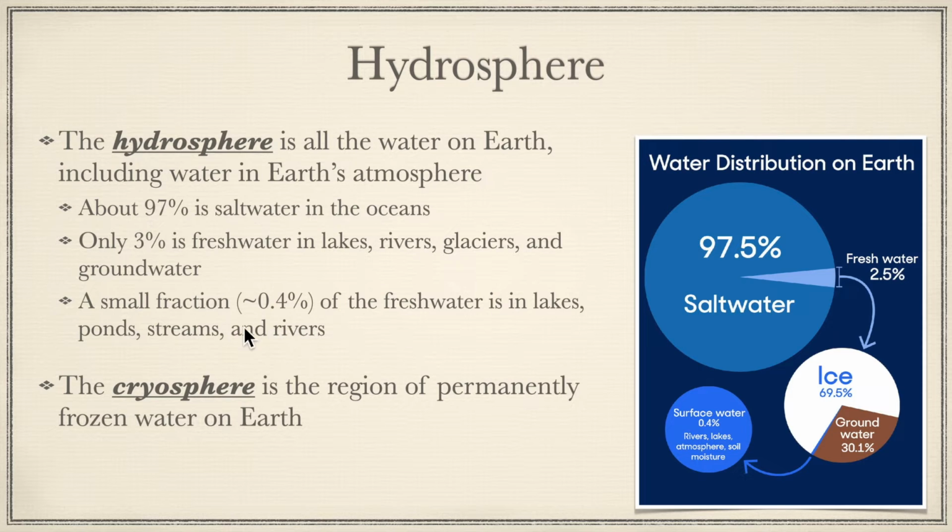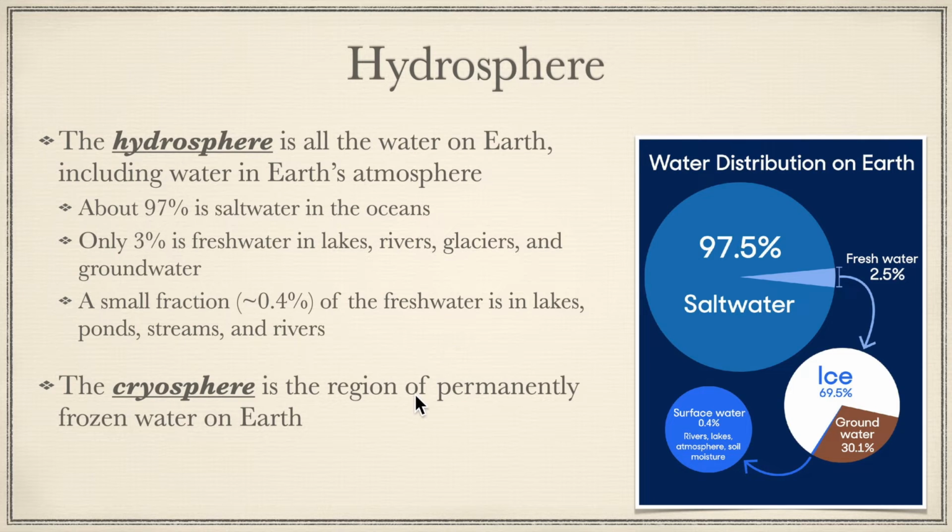So a small fraction, about 0.4% of the fresh water, is in lakes, ponds, streams, and rivers, which is all the water that we typically think of around here. We think of lakes and we think of ponds and we think of streams and rivers and stuff like that. I mean, yeah, you may think about the ocean if you're going on vacation, but usually if you're here, you're thinking about one of these four things, or puddles.